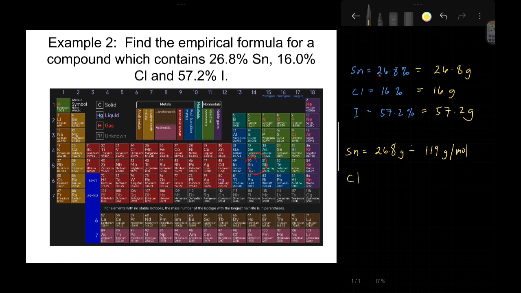For chlorine, that will be 35.45, or let's say 16 divided by 35 grams per mole. Then for iodine, we got here 126.9. So we can use 127. So 57.2 divided by 127 grams per mole.